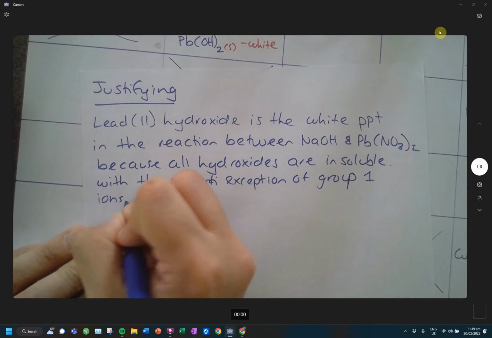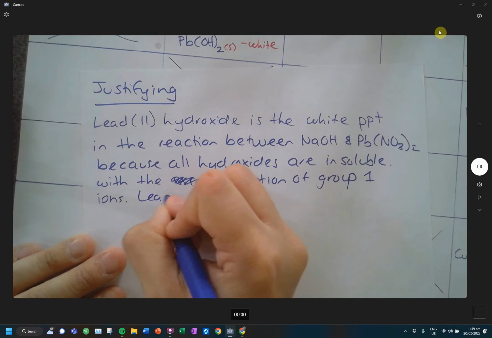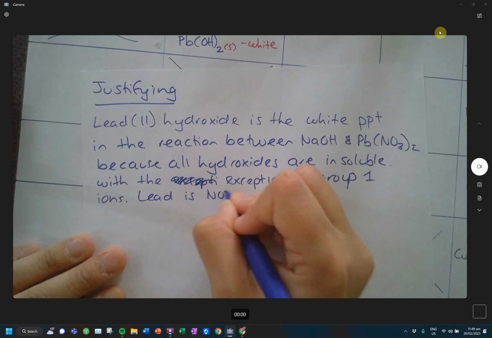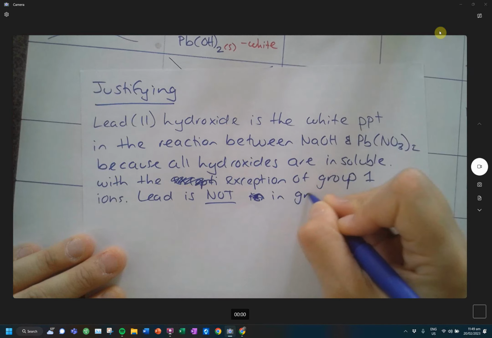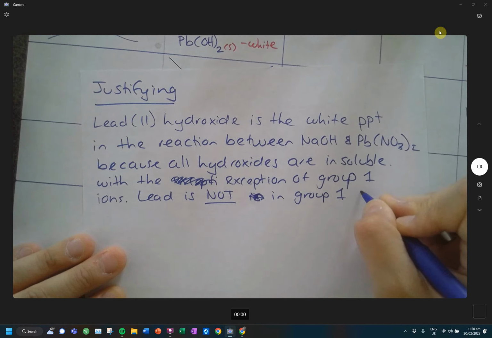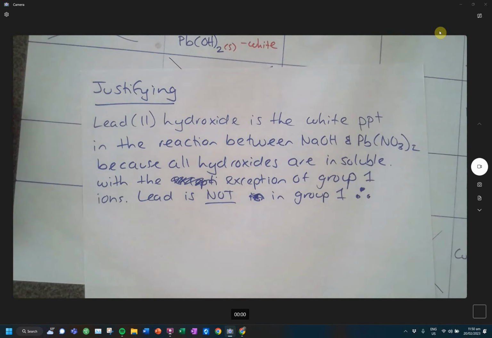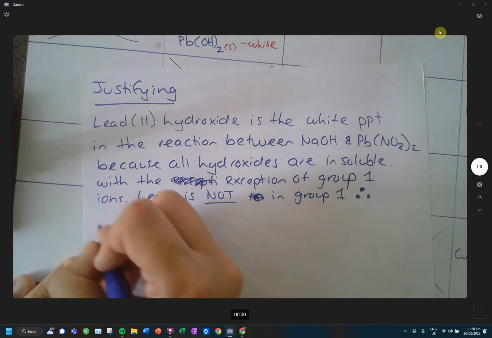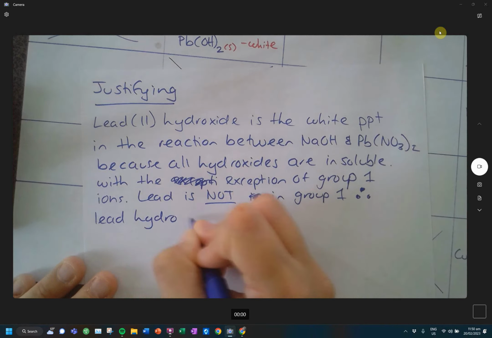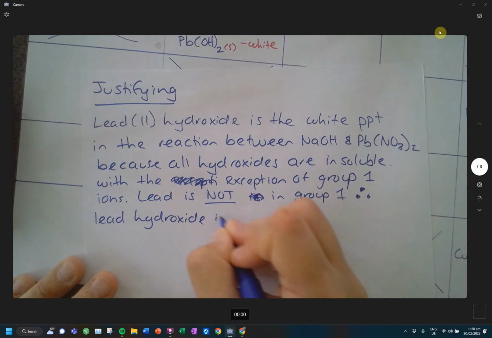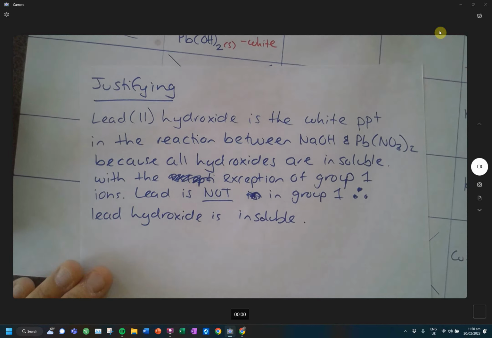Ions. Lead is not in group 1. Therefore, I'm happy if you want to do those little dots to help shorthand. Therefore, lead hydroxide is insoluble. So we're just justifying our choice.